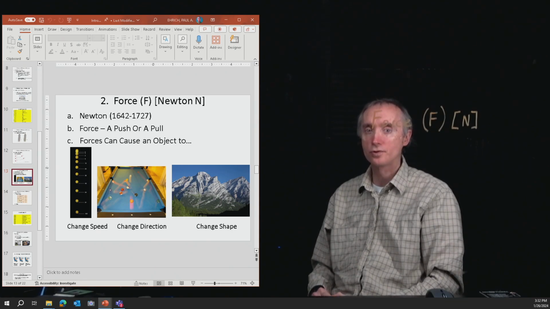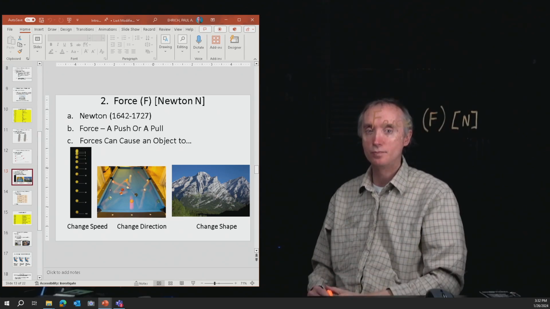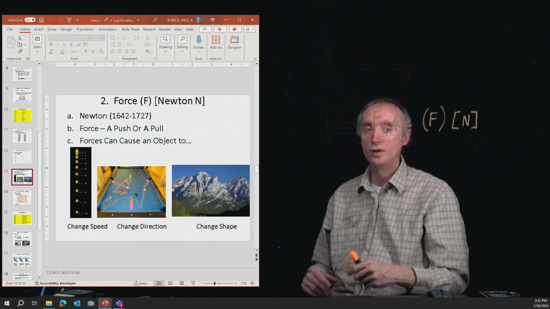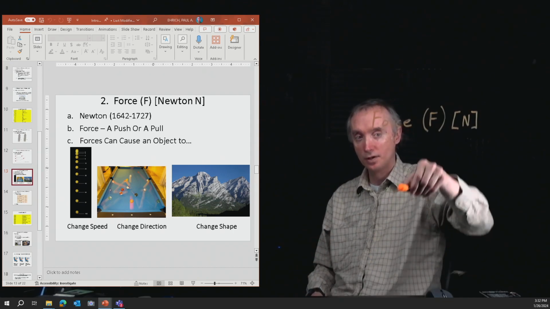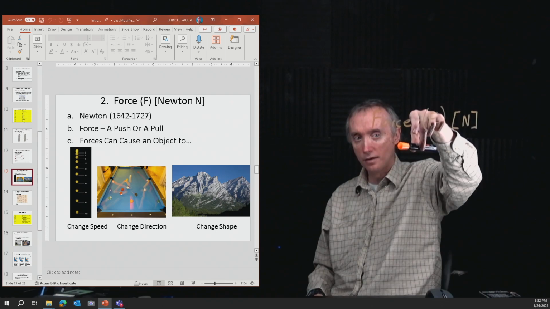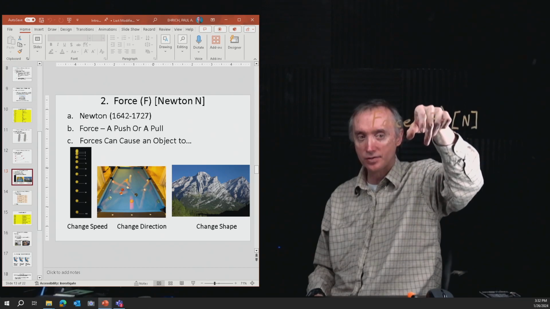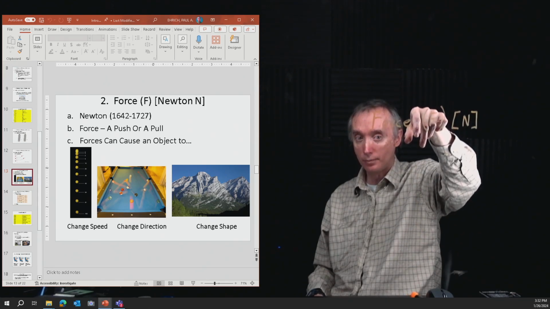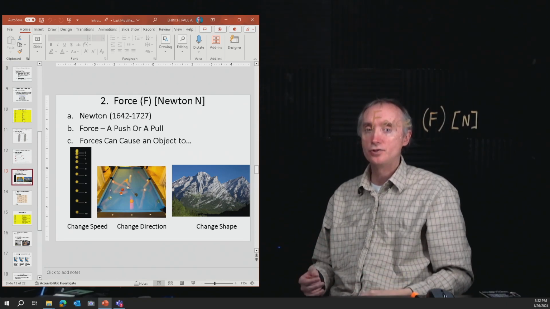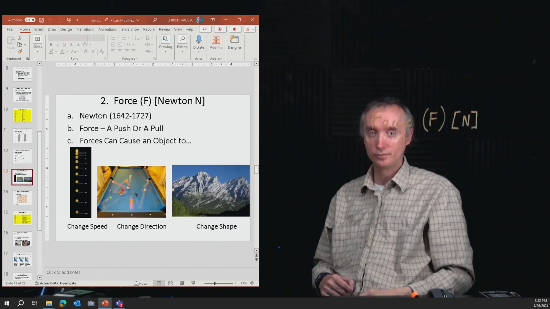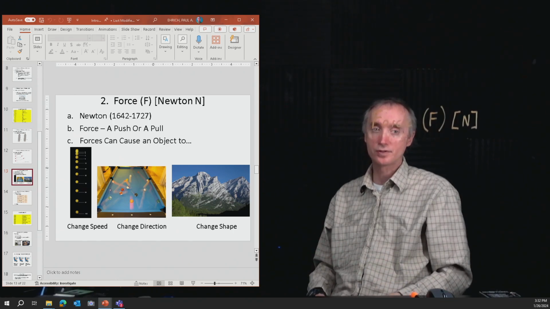So what do forces do? They can do one of three things. They can change the speed of an object. So when a force acts on something, its speed changes. For example, the speed of this thing when it's in my hand is 0. And then as you can see, as it's falling, it's speeding up. It's going faster and faster. So another name for a changing speed is an acceleration. So therefore, forces cause things to accelerate.